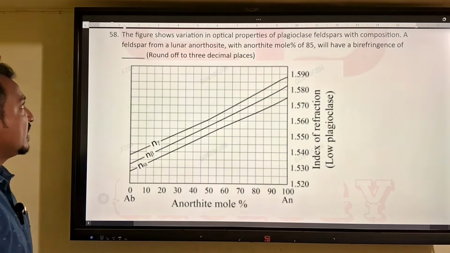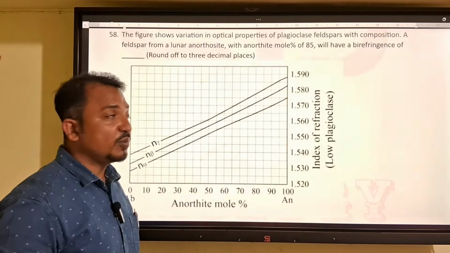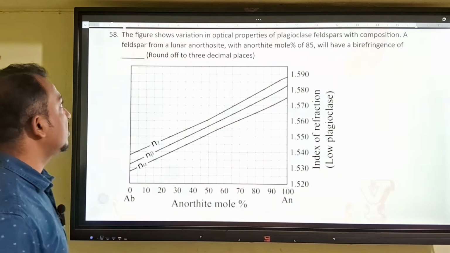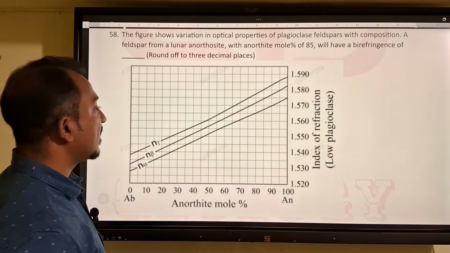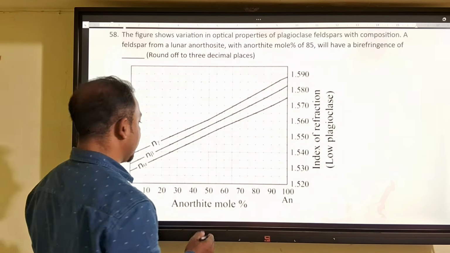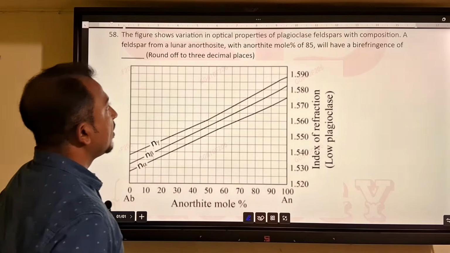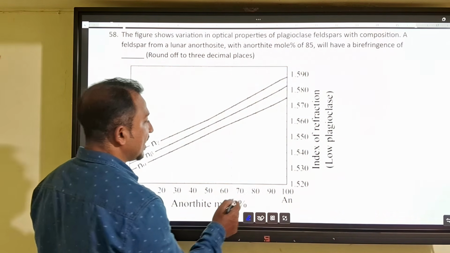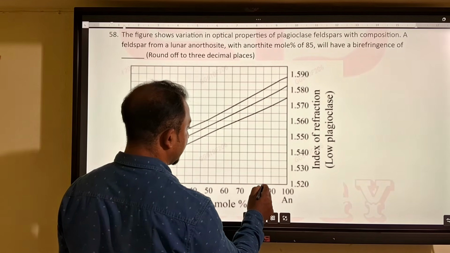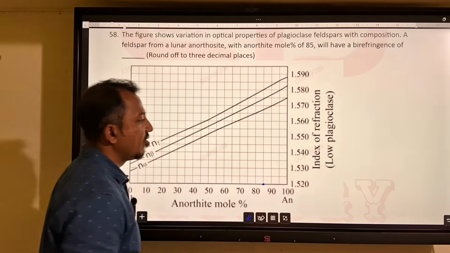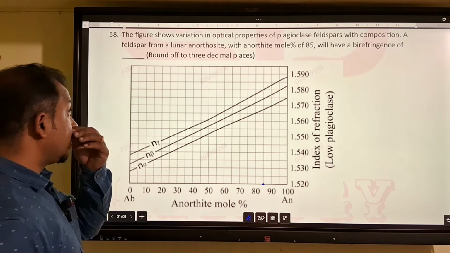So next comes another question. The figure shows variation in optical properties of plagioclase feldspar with composition. A feldspar from lunar anorthite with an anorthite percentage of 85%. So the anorthite mole percentage is given as 85. What will be the birefringence?